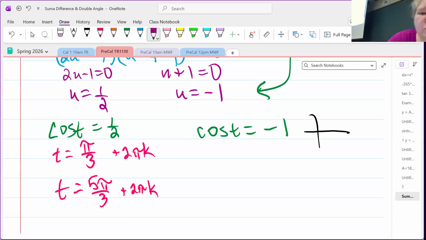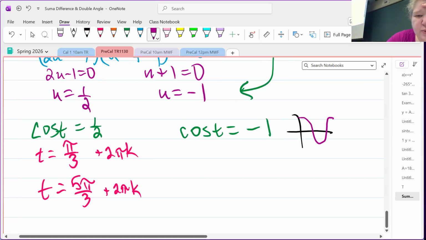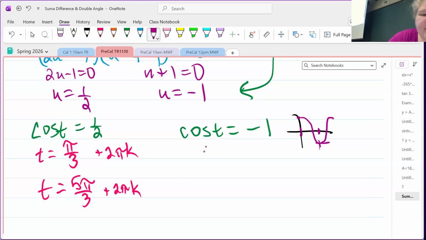So to remember when cosine is one of the extreme values, I think of the graph of cosine. Cosine is at an angle of 0, cosine is 1. Then pi over 2 is 0. An angle of pi gives me the -1. So this is when t equals pi plus 2 pi k. So those are my three solutions for t.